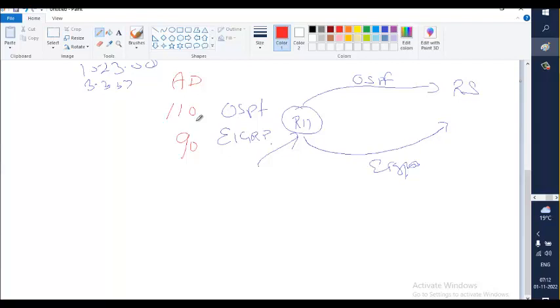So two people have given two different directions, left and right. Which one will I take?